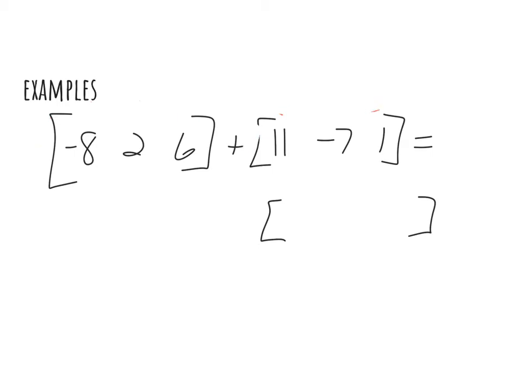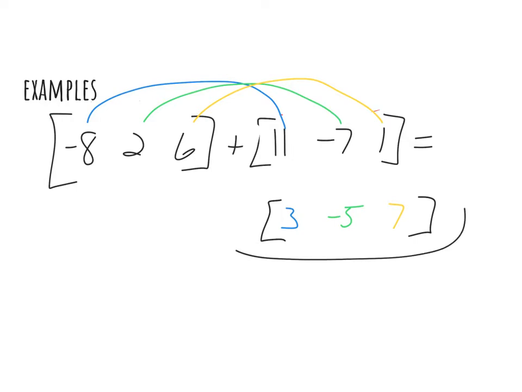So when I go and add these together, I add the first numbers together, negative 8 plus 11. That gets me 3. 2 plus a negative 7. That gets me a negative 5. And 6 plus 1 gets me 7. So when I add them together, this is my resulting matrix.